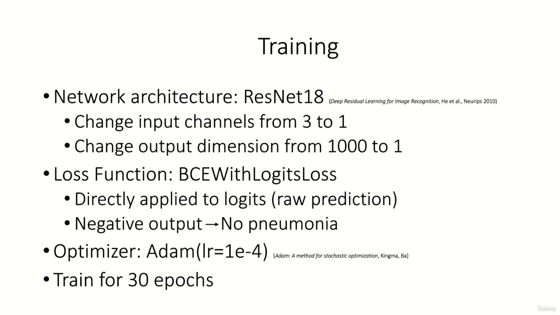As loss function, we use the binary cross entropy with logits loss. This loss is directly applied to the logits, or in other words, the raw prediction values returned by your neural network. A negative output or a negative logit means that the network didn't see any signs of pneumonia in the corresponding image. In contrast, a positive output or logit means that the network saw some signs of pneumonia. We use the famous Adam optimizer with a learning rate of 1e-4 and then train the network for 30 epochs.